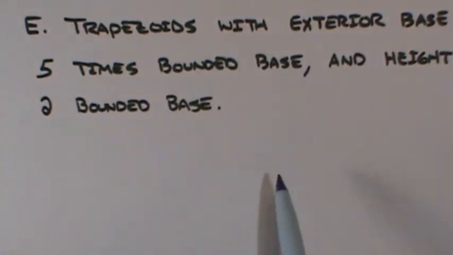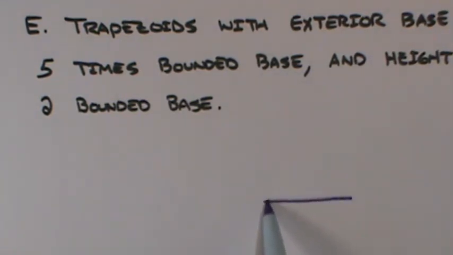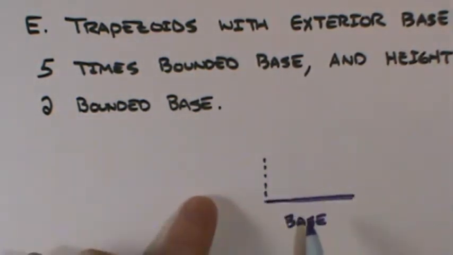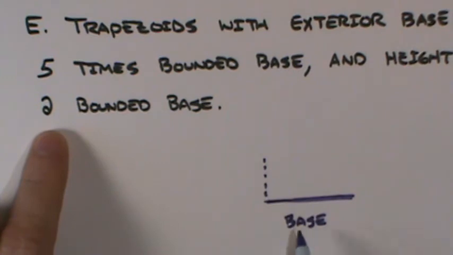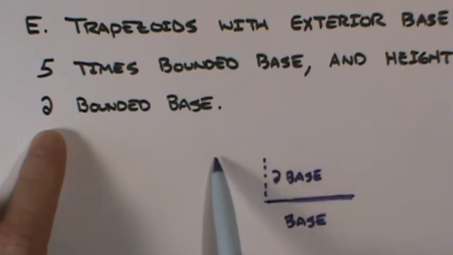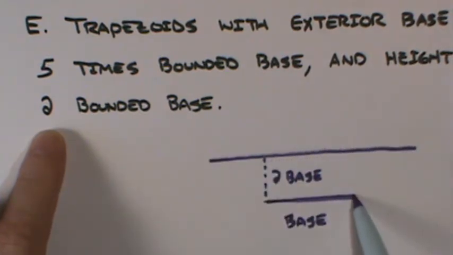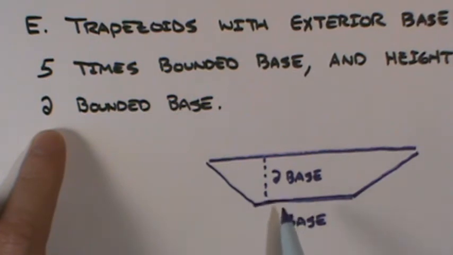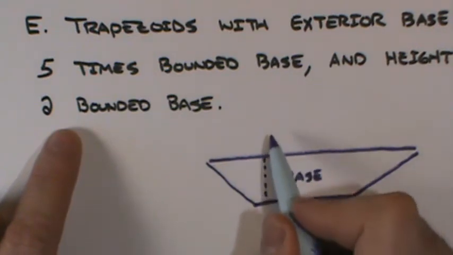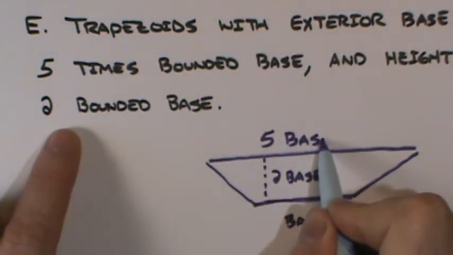I'm probably going to need to draw a cross section. So here would be my base, and that's the same expression that I keep using here. But in this situation, they're giving me a set height that's going to be twice the bounded base. So this would be 2 times the base, and it's a trapezoid. So they're telling me the exterior base, the one that's not enclosed by the region, is 5 times that. So that's 5 times the base.